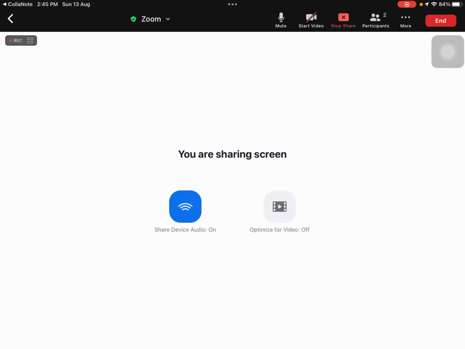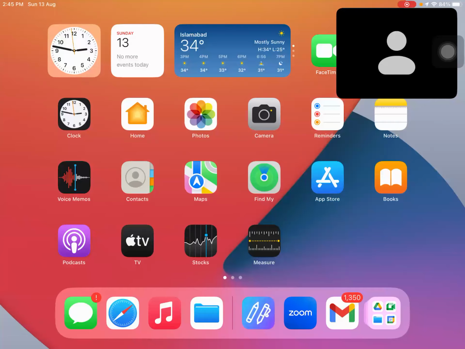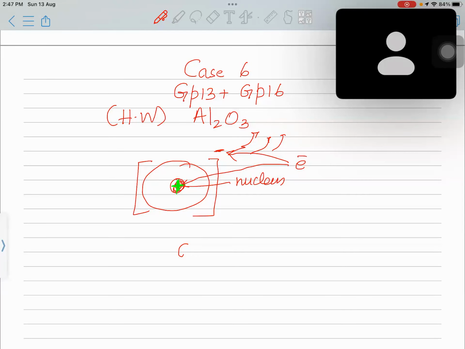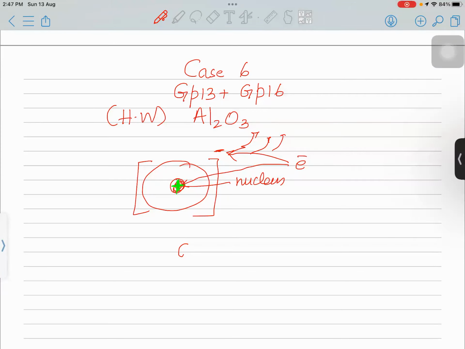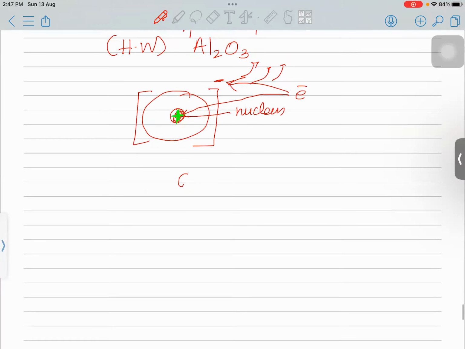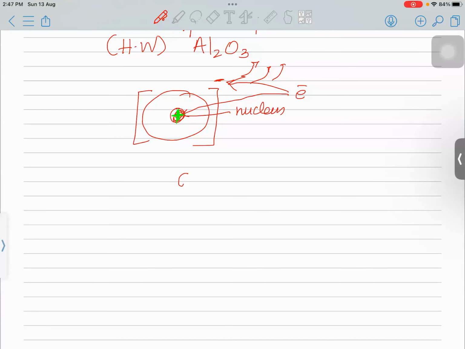Last time we started the Born-Haber cycle, and we discussed 5 cases, right? You also gave homework last class. Now, can you tell me how to create the Born-Haber cycle for Al2O3?